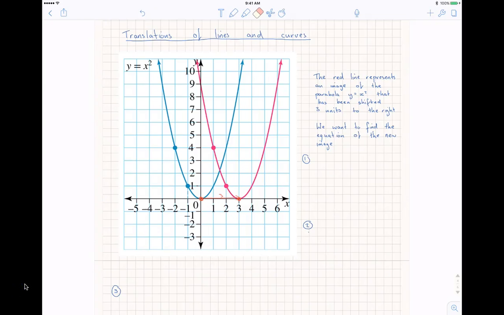Okay, so we can also translate lines and curves. So if we take this parabola here, the blue parabola, which is just the base parabola y equals x squared, and we're going to translate it 3 positions to the right. So the blue line is y equals x squared. We want to find the equation of the new image, the red parabola. The first thing we need to do is write down the matrix transformation.